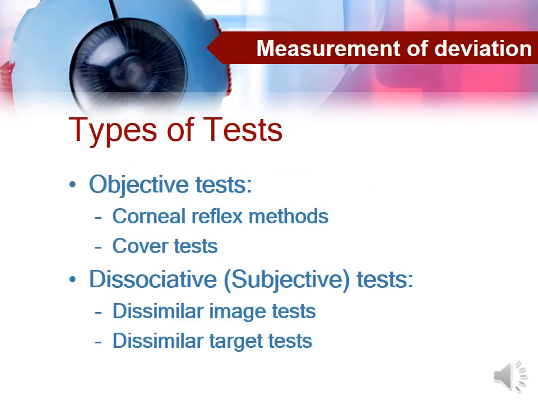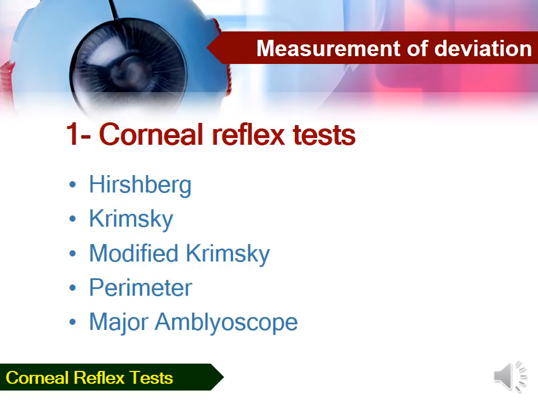So after we have had a brief introduction to prisms, the question is, how can we measure the angle of deviation? Tests used to measure the angle of deviation include the corneal reflex methods, the cover tests, and the dissociative tests. In clinical practice, the corneal reflex methods and the cover tests are the most widely used. The corneal reflex tests include the Hirschberg test, the Krimsky, the modified Krimsky, the prismatic, and the major amblyoscope or the synoptophore.